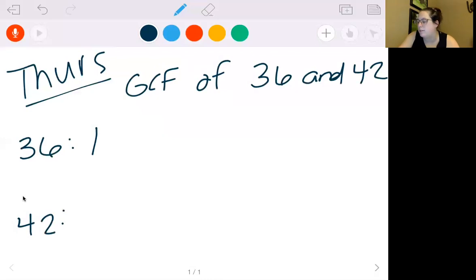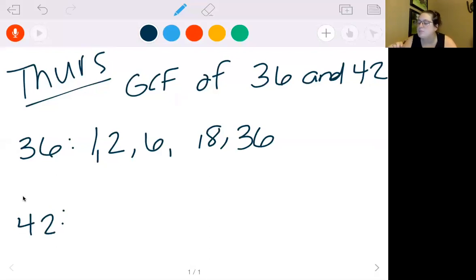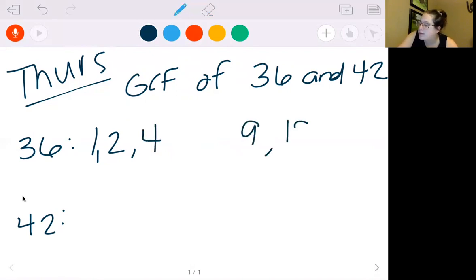I know that I can do 1 times 36. I can do 2 times 18. I can do 6 times 6. I don't need to put 6 twice though. I can just leave it for the 1. 7 doesn't work. 8 times something doesn't equal 36. Actually, it does with 4. So hold on, let me rewrite that because we didn't put 4. 4 and 9. 6. 7 doesn't work. 8 times something doesn't give 36. We already have 9. So that's about as far as we can go.